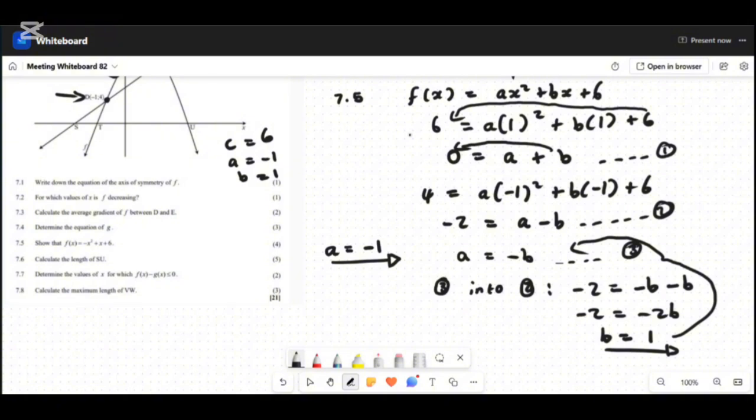That is what you have. So your equation now, you have shown that f of x is equal to -x squared plus x plus 6 right there. Then we are good. We are good. Then 7.6.